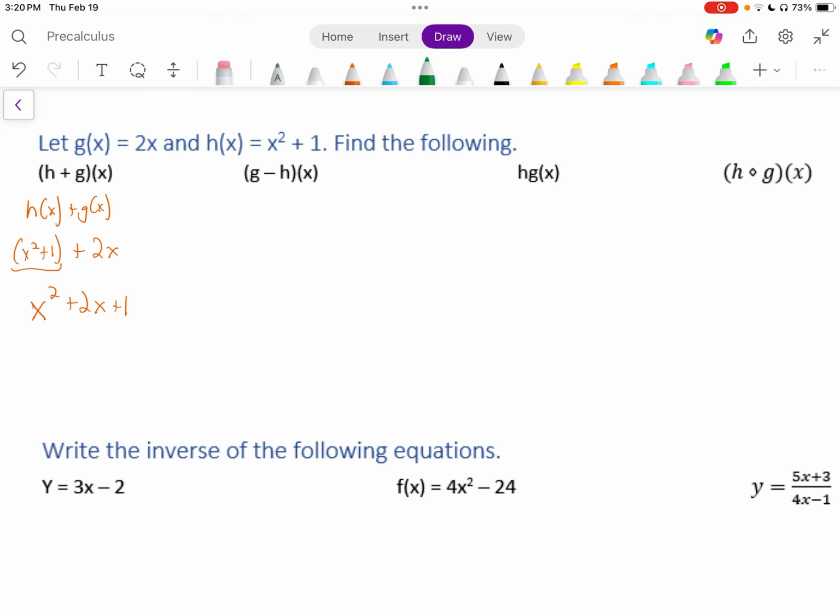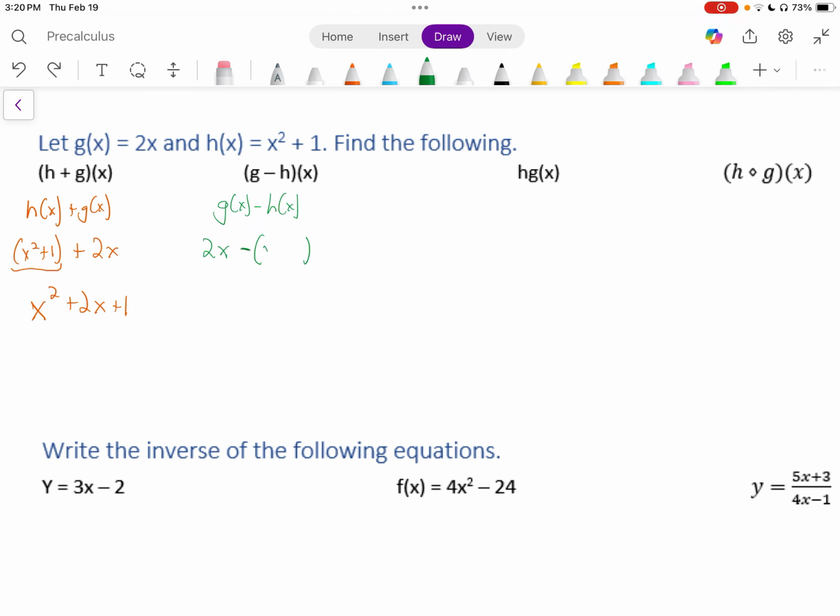All right, looking at the next one, this is g minus h of x. So that's going to be g of x minus h of x. So g of x is 2x minus h of x. The parentheses are important here because we have this negative here, and that will be distributed.